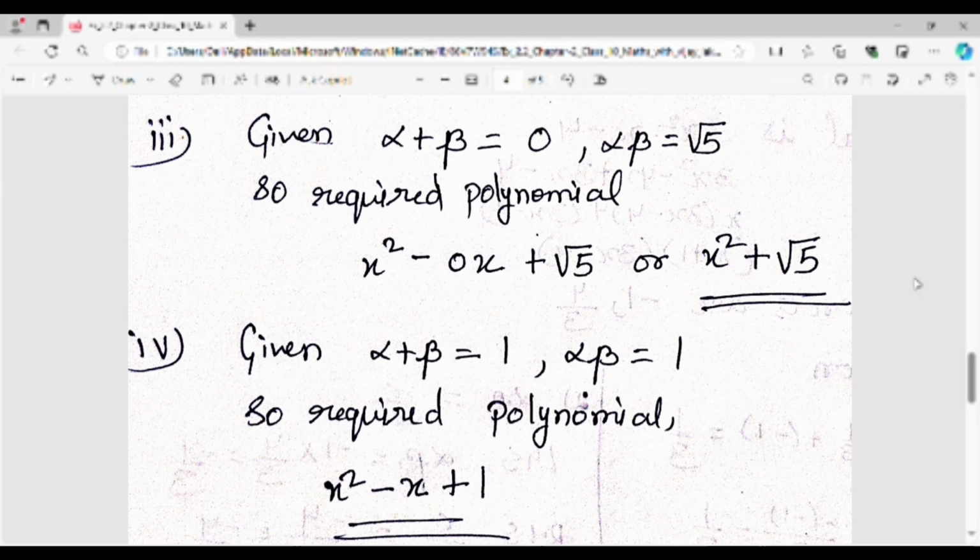In the third part, we are given sum as 0 and product as root 5. So our equation would be x square minus 0x plus root 5 or x square plus root 5. In the next part, sum is given as 1 and product also given as 1. So our required equation would be x square minus x plus 1.